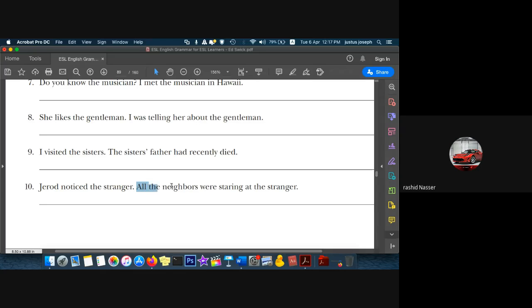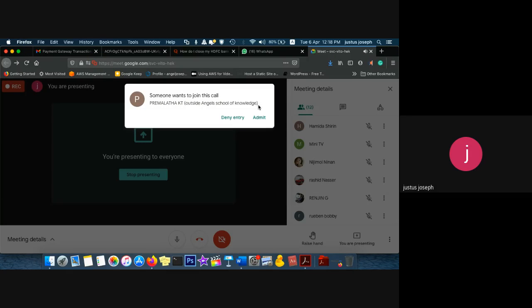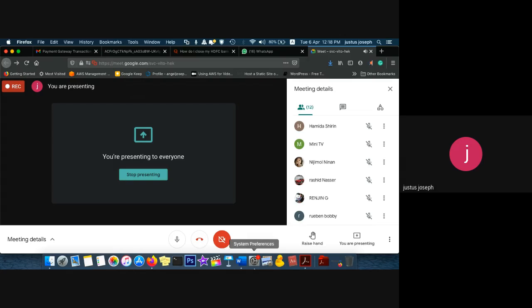Continue the sentence. All the neighbors were staring. Did you understand the trick? What are we doing here? We are looking for the preposition.